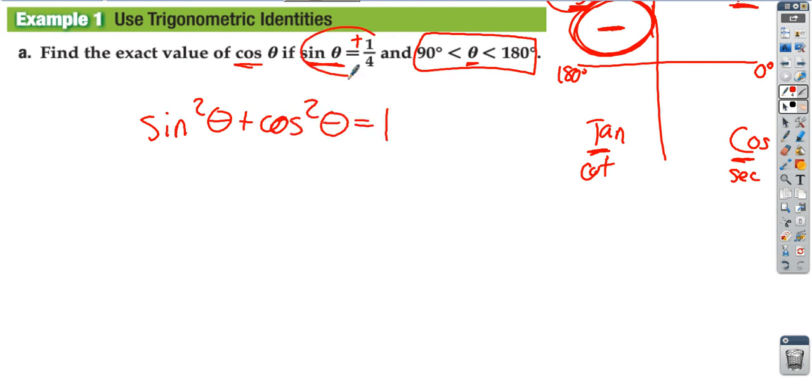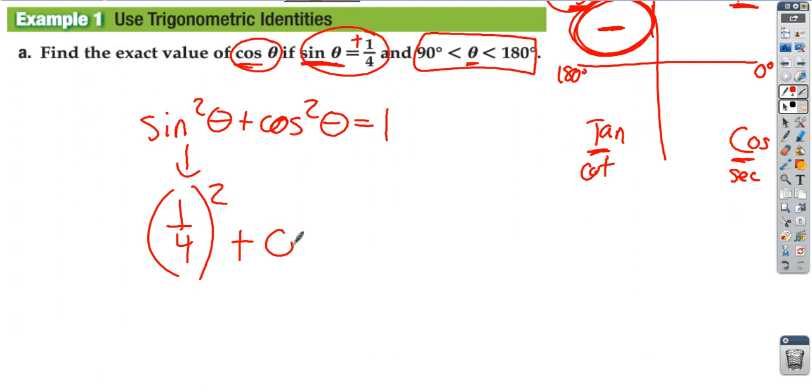Well, they're giving us sine. They're telling us sine is 1/4. So let's just plug that in right here. And this is basically how you do this. You pick which identity you're going to use. How did I know to use this one? Because they're asking us about cosine, and they gave us sine, so I have to use the one that has sine and cosine in it. Usually you use the one for what they give you. They're giving me sine, so this one has sine in it. So I'm going to plug in the 1/4, and then we'll just solve this.